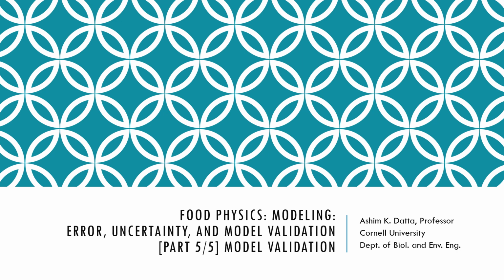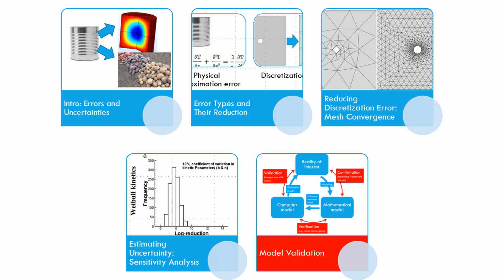Model validation. This video is part of a course on food physics, of which this belongs to the modeling section. This particular video is about model validation. This is the last part of this series on errors, uncertainty, and validation of a model. Please refer to the other videos of this series for the details of errors and uncertainty in building a mechanistic model. So this one is about model validation.